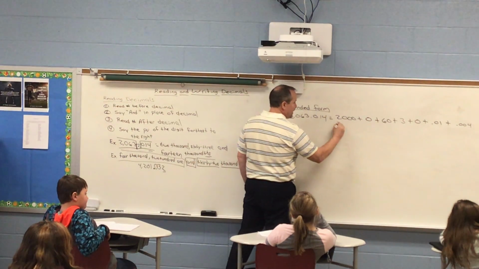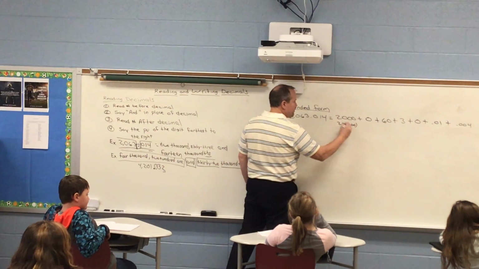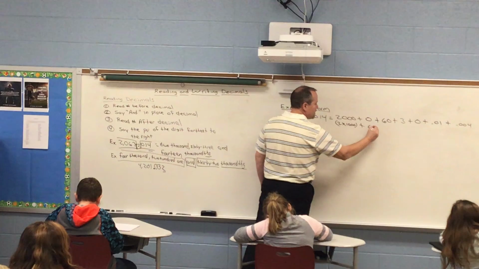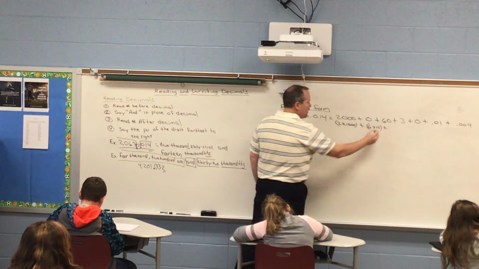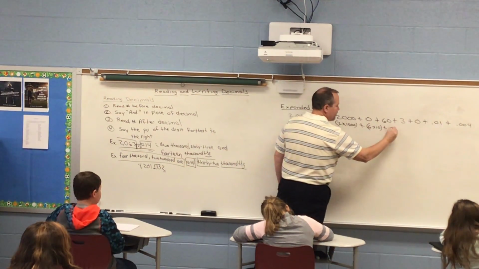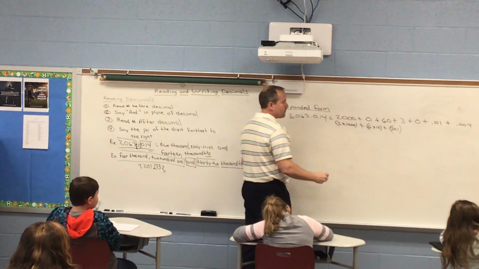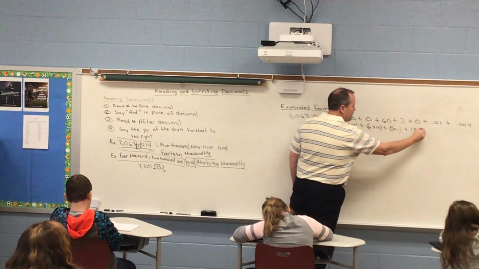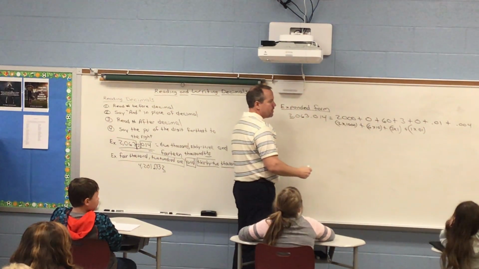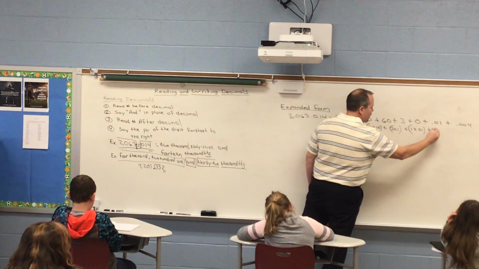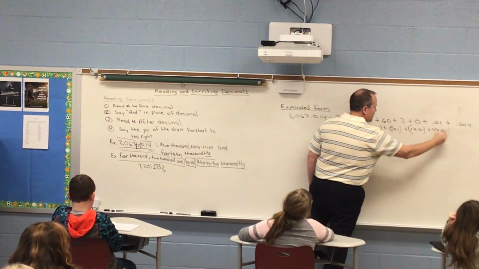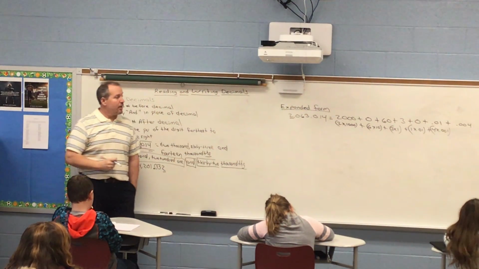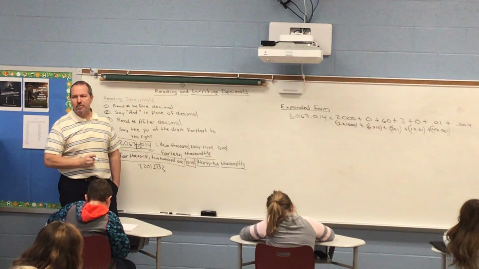So you might see it written like this, 2 times 1,000 plus, I'm going to get rid of the 0, 6 times 10 plus 3 times 1 plus 1 times 100 plus 4 times 1,000. And so that's the second way you may see it.